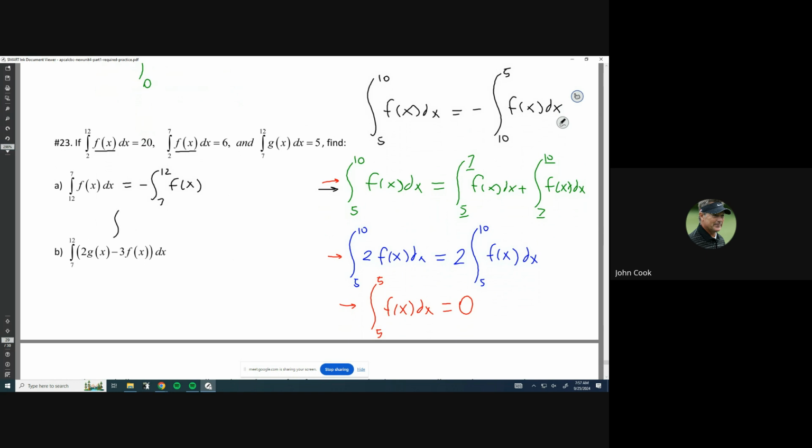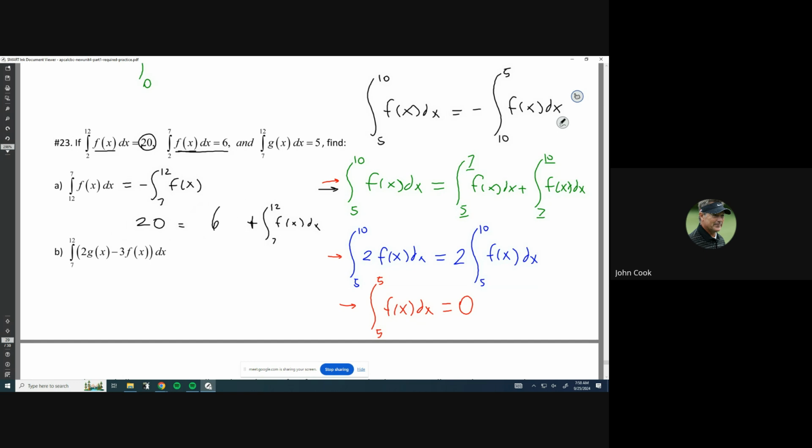So the integral from 2 to 12 of f of x dx is equal to the integral from 2 to 7 of f of x dx plus the integral from 7 to 12 of f of x dx. And I have number values for all of those. The area from 2 to 12 is given to me. It's 20, so I'm just going to erase that and put in the 20 there. And then I also know that the area from 2 to 7 is 6, so I'm going to put a 6 right there.